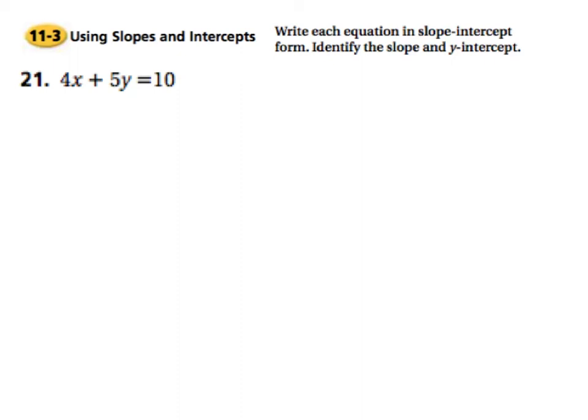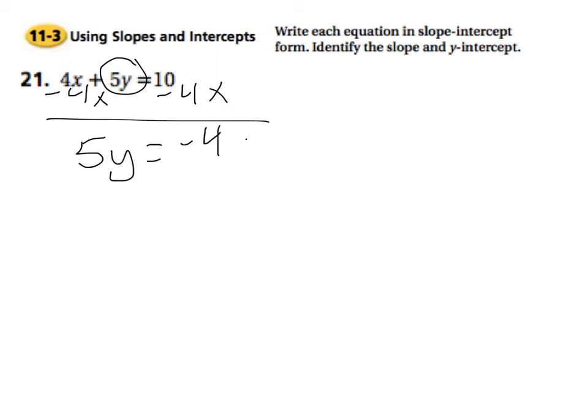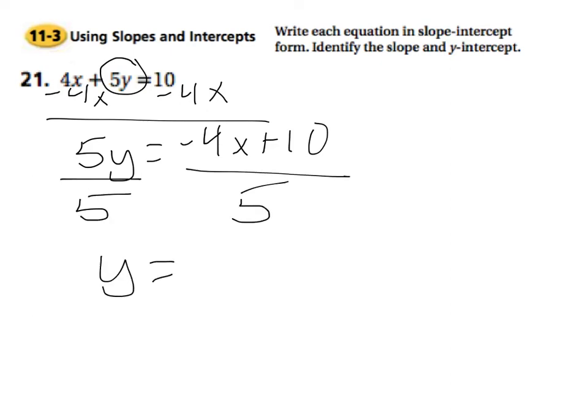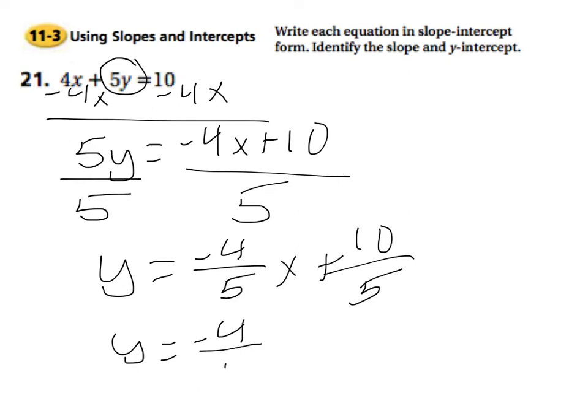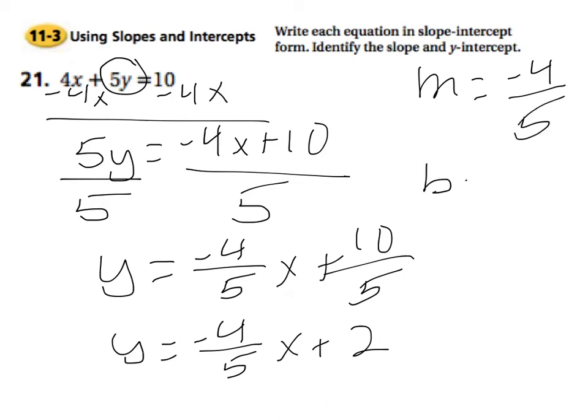Now this one's a little bit different. We don't have 5y by itself here, so the first thing we have to do is subtract 4x, because we want to get 5y by itself. So 5y is equal to negative 4x plus 10. Now we can divide by 5. Remember, you cannot divide by 5 first. So we have y is equal to negative 4/5 x plus 10 over 5, which is the same thing as negative 4/5 x plus 2. Our slope is negative 4/5, and our b is 2.